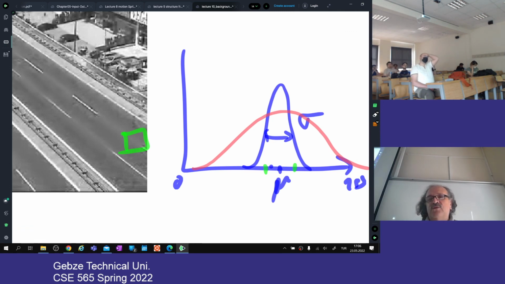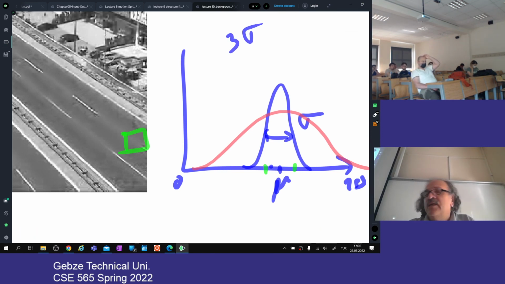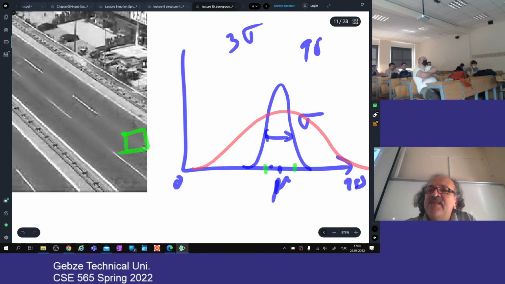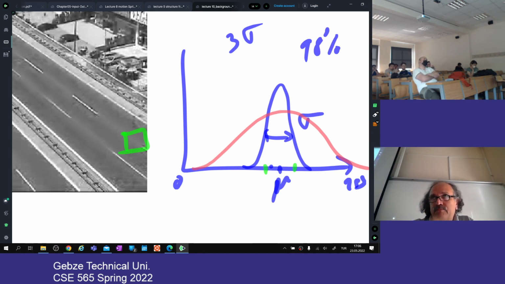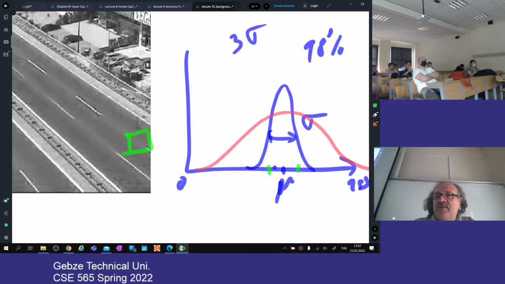So, in terms of threshold, what kind of threshold will you say? You will say that my threshold is going to be 3 sigma, or 98% of the distribution that I have observed. So for each pixel you are fitting a Gaussian distribution, actually. For each pixel you are fitting a Gauss curve. So that might be a thing.